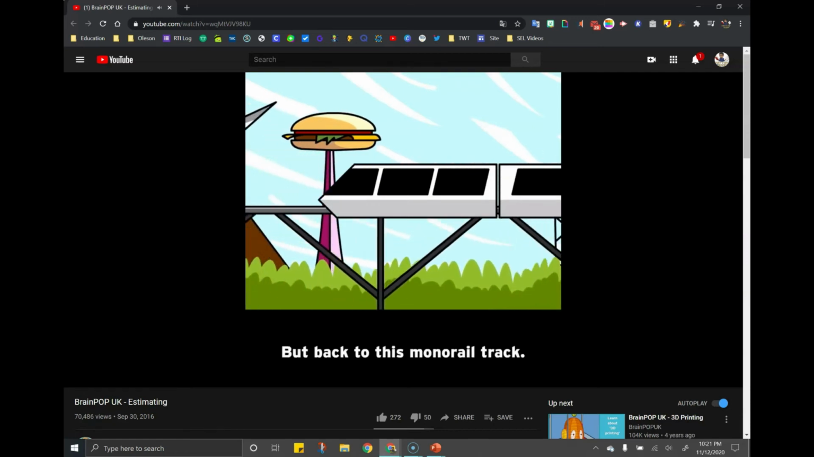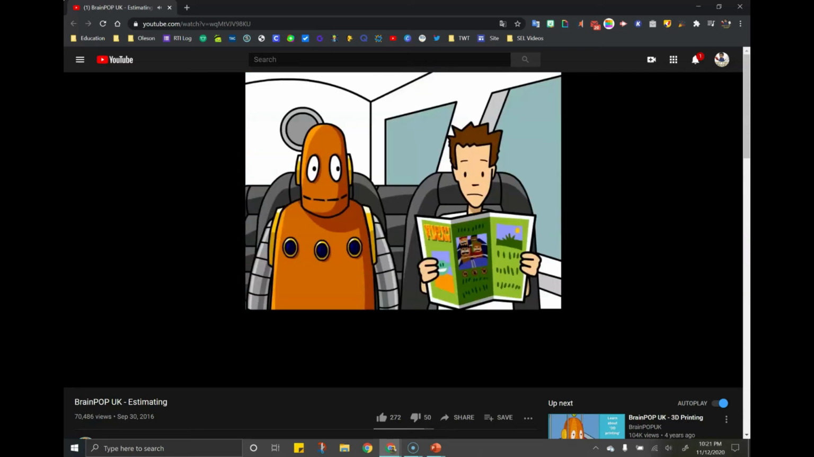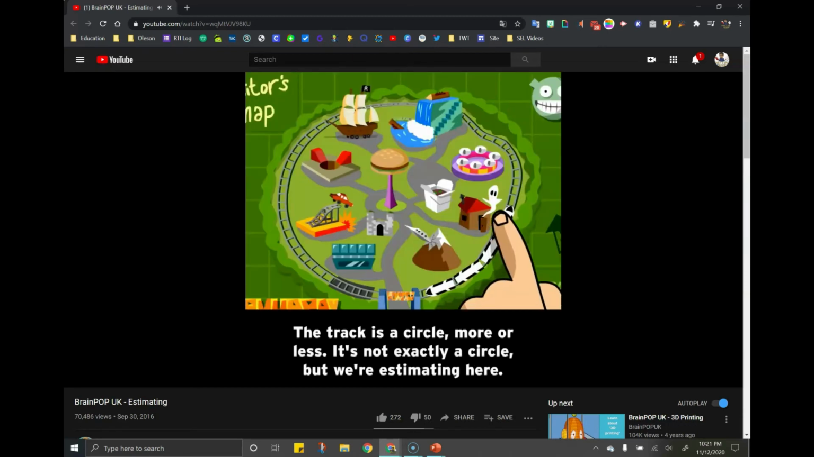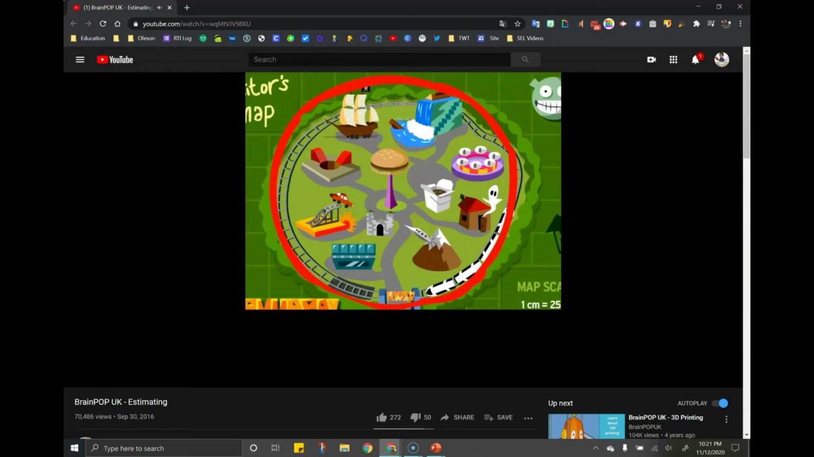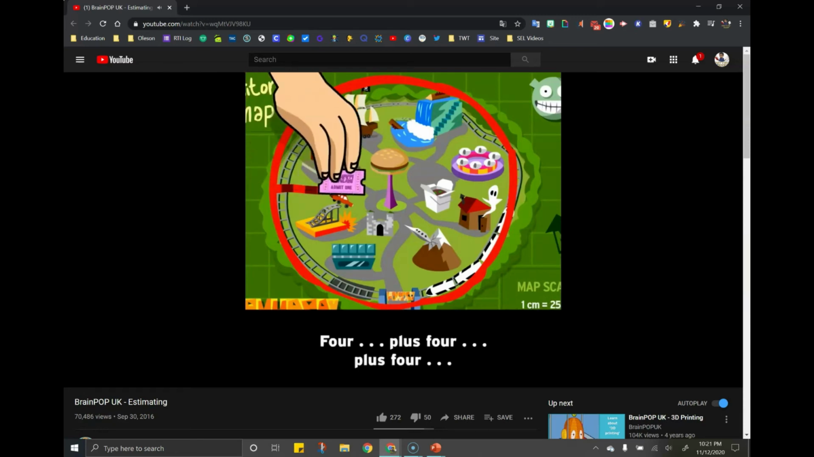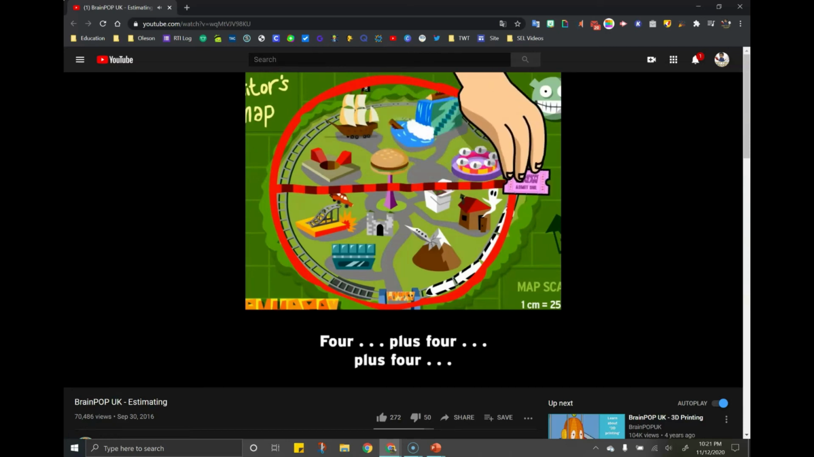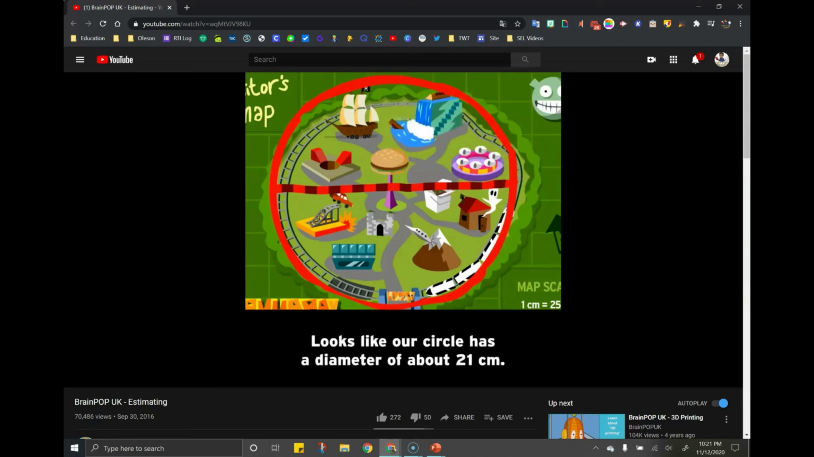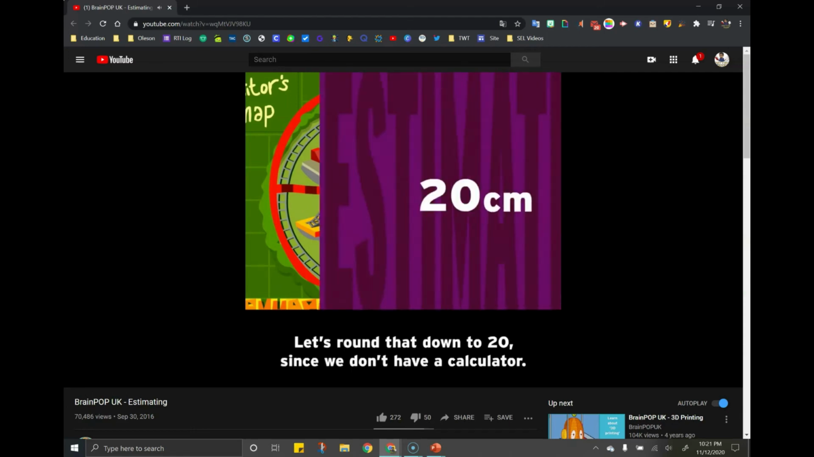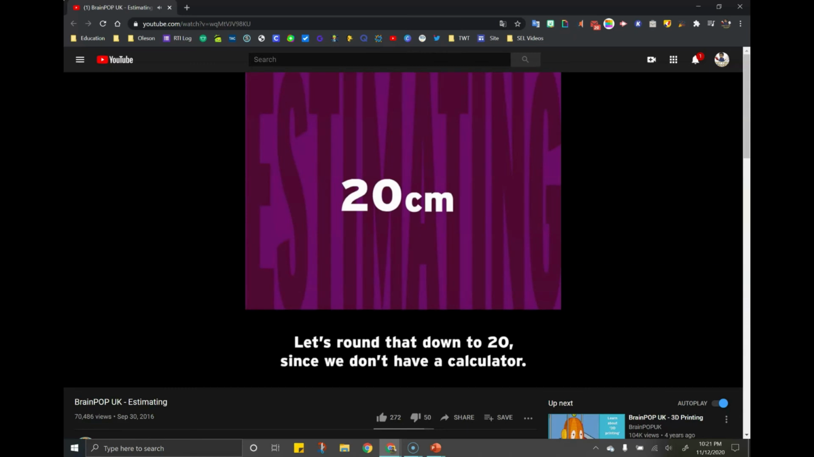But back to this monorail track. The track is a circle, more or less. It's not exactly a circle, but we're estimating here. 4 plus 4 plus 4... Looks like our circle has a diameter of about 21 centimetres. Let's round that down to 20, since we don't have a calculator.